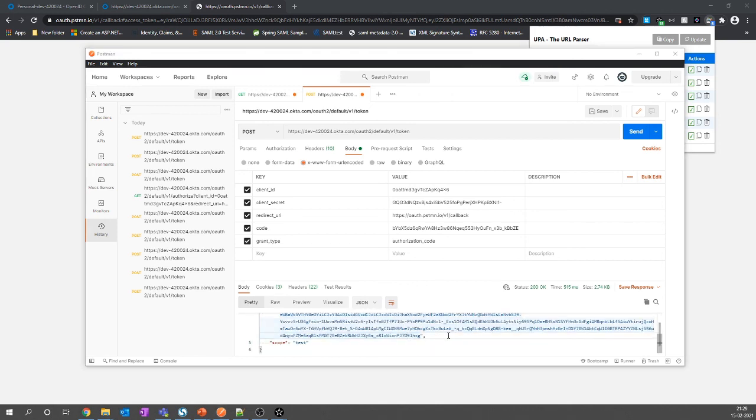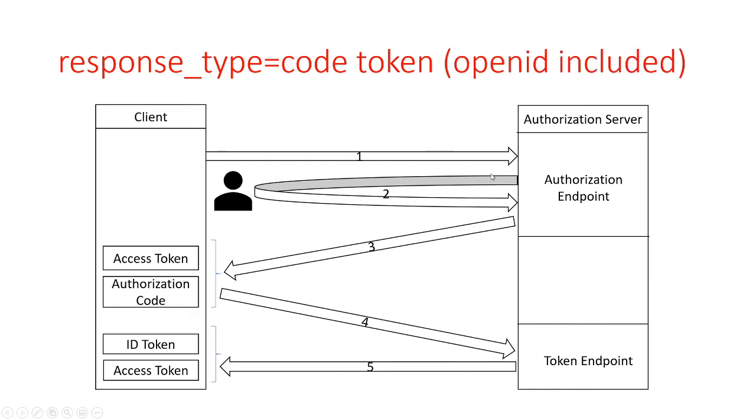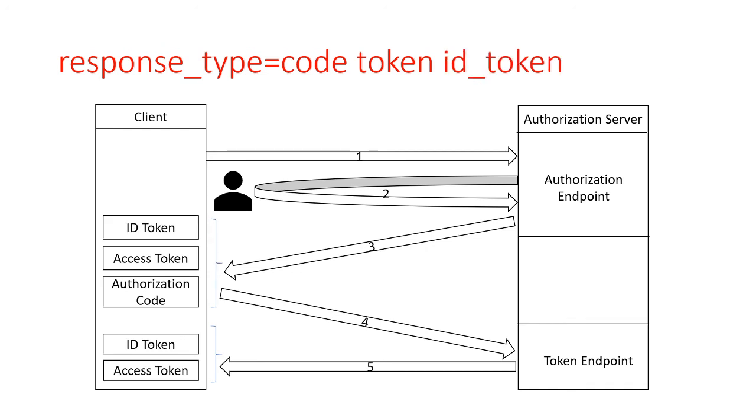Now let's look at another response type. OpenID included, I just covered it. If the scope contains OpenID, I will have the access token and the ID token, as we just saw. So I think this is already covered. Let's look at the next one, which is code, token and ID token.